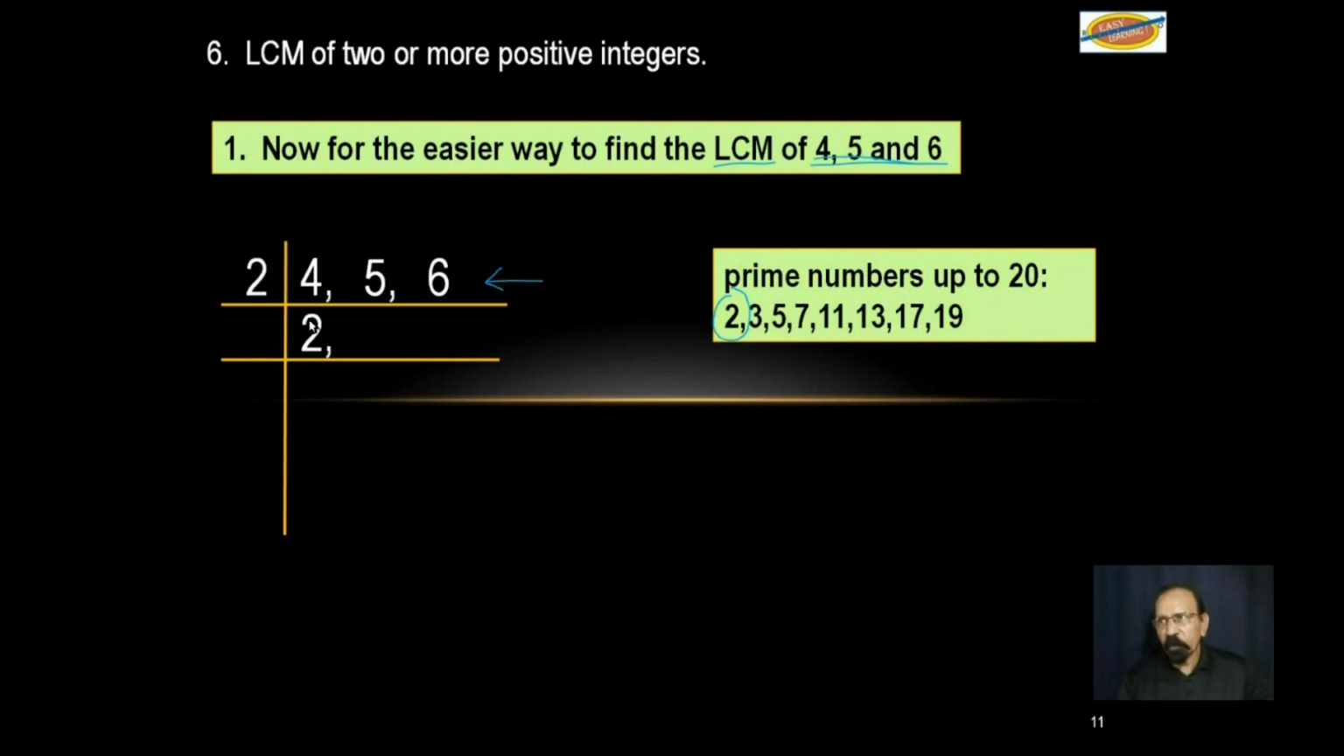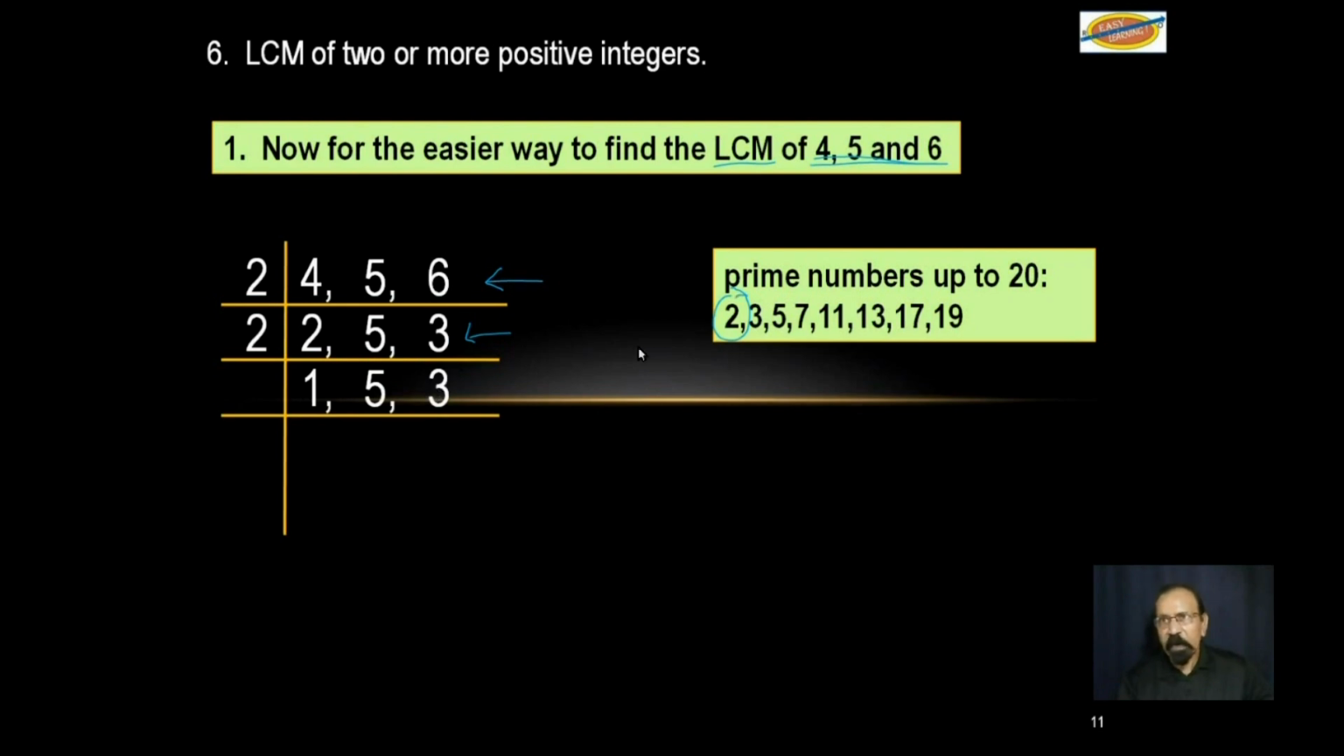2 into 4 is 2. Bring that down. 2 into 5 can't go. Bring that down. 2 into 6, 3. Can 2 divide anything in this row? Yes. 2 can divide that 2, and you get 1 here. 2 can't divide that 5 without a remainder, so you bring it down. Nor that 3. So we are finished with 2.